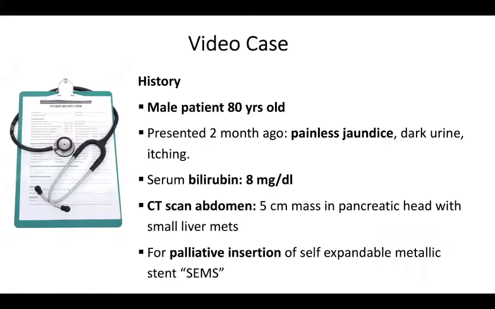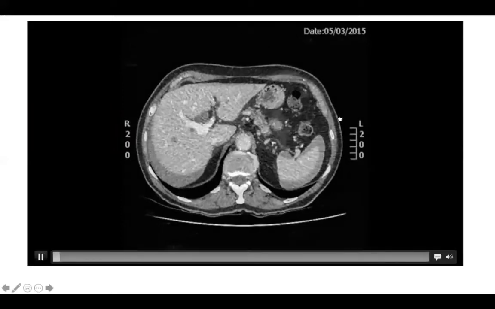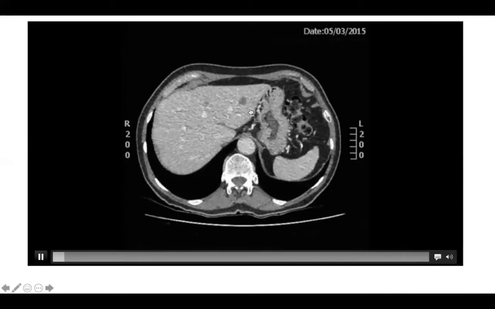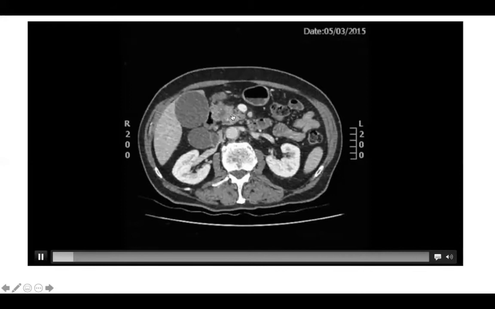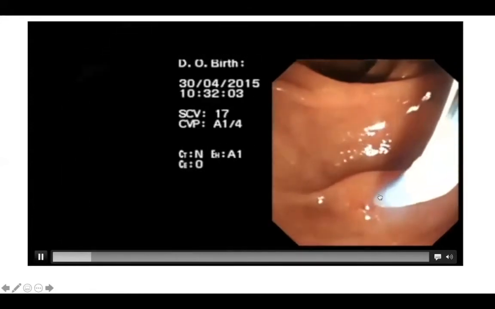We have today a case of an 80-year-old male patient who presented with jaundice of 2 months' duration. His CT shows a single hepatic focal lesion in the left lobe, and there is a mass in the pancreatic head measuring 5 centimeters in length. This patient has a bilirubin of 8 milligrams per deciliter.